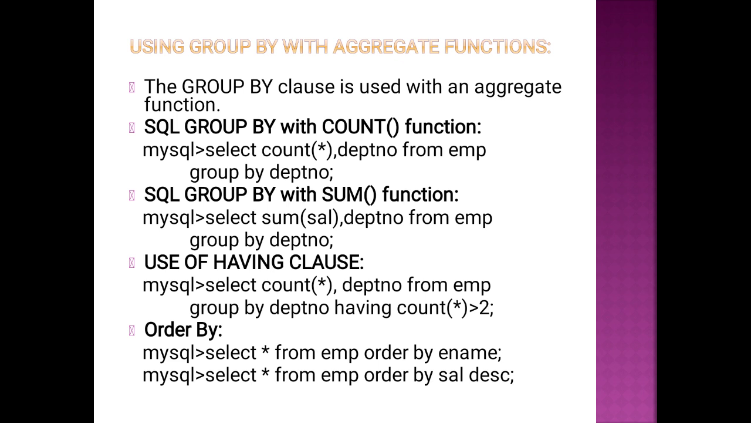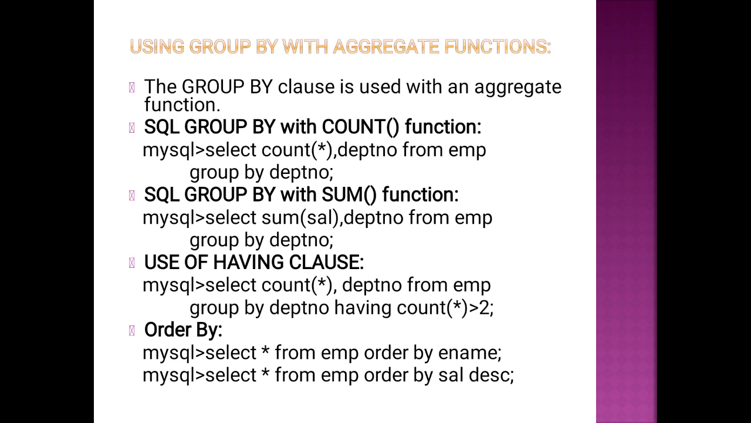Suppose there are three department numbers given in a table: department number 10, department number 20 and department number 30. Few employees belong to 10, few belong to 20 and few belong to 30. If you use the count(*) function without the group by clause, it will count the total number of employees in a table, which we have discussed in our previous video. Here, this count function will count the number of employees in each department. This is the use of the group by clause.